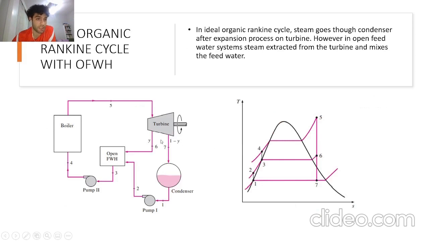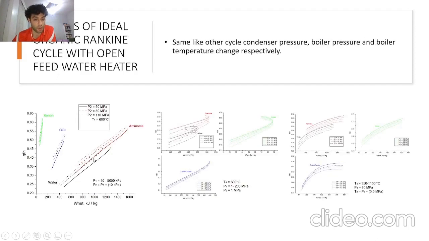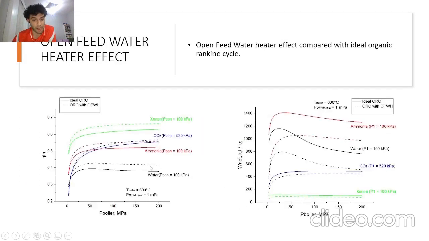The fourth one is the ideal organic Rankine cycle with open feed water heater. In the open feed water heater cycle, there is one turbine. However, steam is extracted from the turbine and goes to the open feed water heater. So it also has the same characteristics as the other cycles. However, while it increases the thermal efficiency, network decreased a bit because of the additional pump.